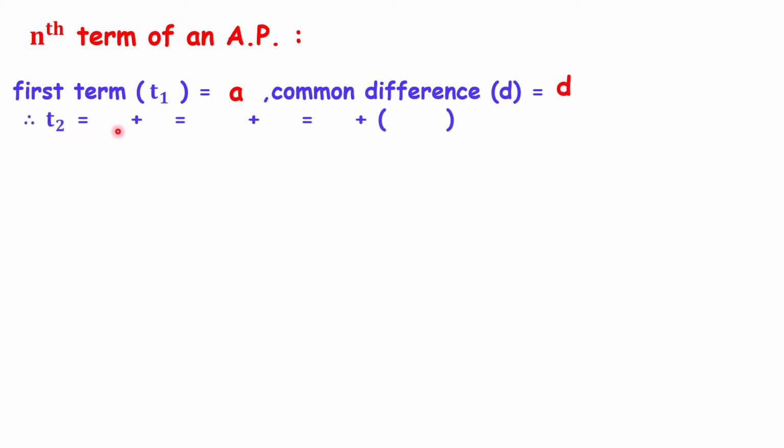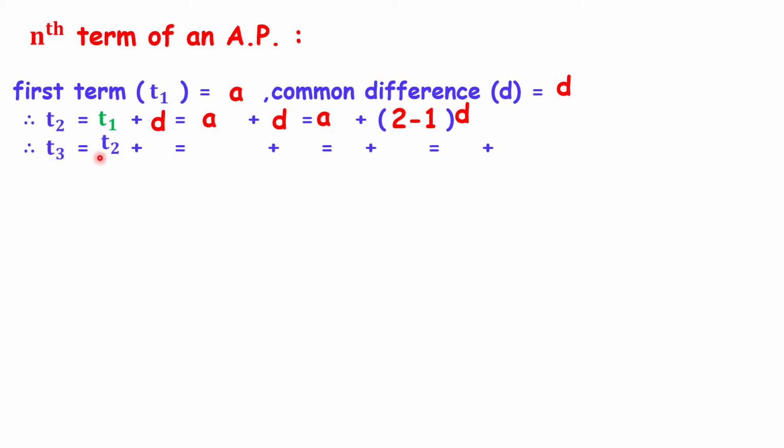To find the second term, we have to add the common difference to the first term. That means T1 plus D. The first term T1 is A, and the common difference is D. Here the coefficient of D is 1. So we express 1 in terms of 2. 1 is nothing but 2 minus 1. Therefore, A plus (2 minus 1) into D. 2 minus 1 is nothing but 1. To find the third term, we add the common difference to the second term.